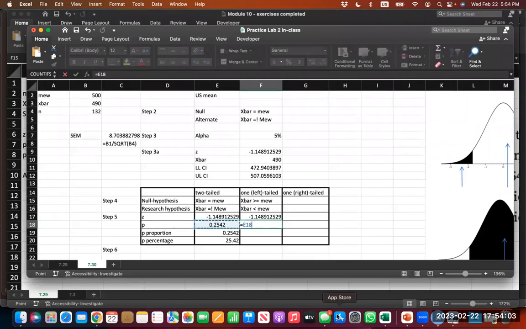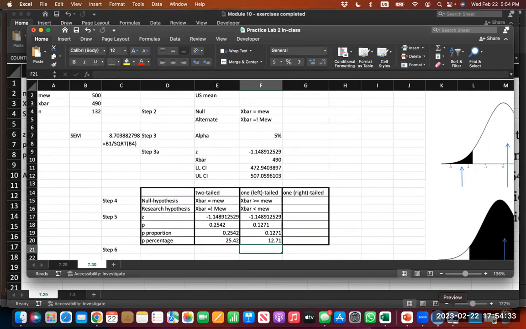So is the p, but it's only one-sided now. So we're doing 0.1271. So our p proportion is again 0.1271. And our p percentage equals this multiplied by 100.